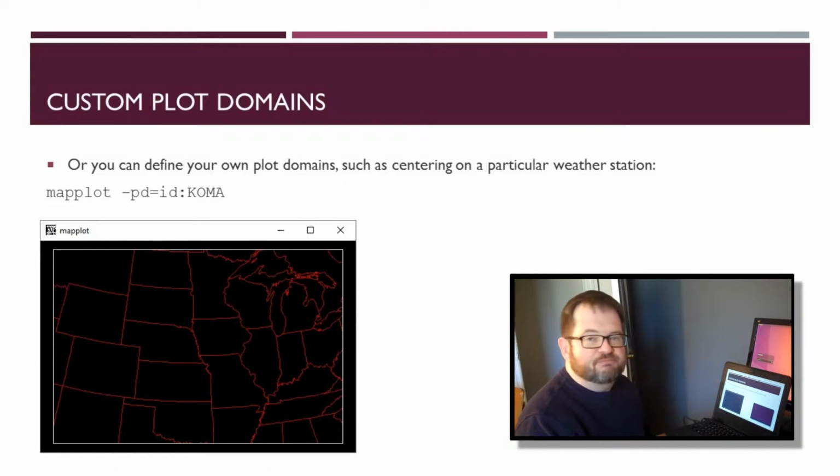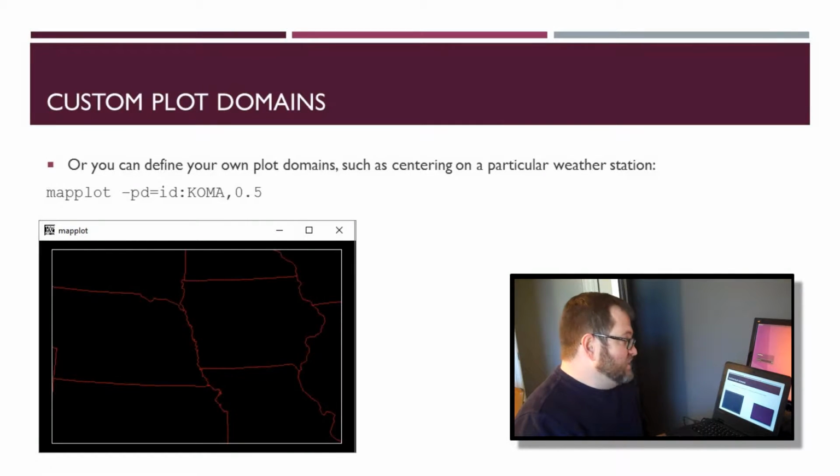For example, the most common way to do it would be to have a region centered on a particular station. I mean, now here I'm using, by the way, a new program, Matplot. Okay, Matplot just makes maps. I didn't feel like having weather information plotted on here. So like Matplot -PD=ID: and a weather station I wanted, made it centered on that station. So like KOMA is Omaha Eppley Airfield, and we're now centered on Omaha Eppley Airfield on this little map right here.